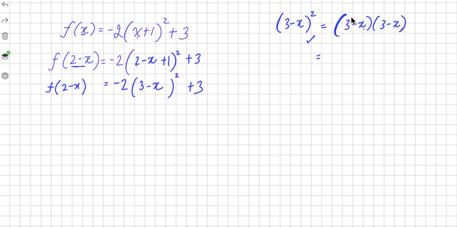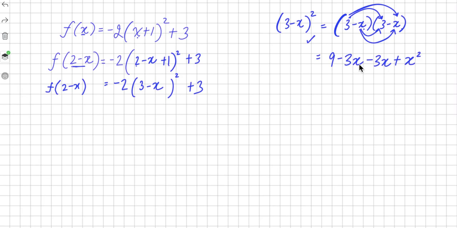We're going to do the FOIL here. So this 3 here is going to multiply into the next bracket. 3 multiplies by 3, then 3 multiplies by negative x. 3 times 3 is 9. Positive 3 times negative x will be negative 3x. Next up, negative x multiplies everything in the bracket. Negative x times 3, then negative x times negative x. Negative x times the positive 3 will be negative 3x. The negative x times negative x, that's positive x squared.